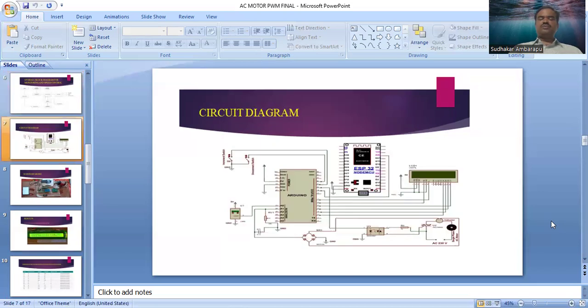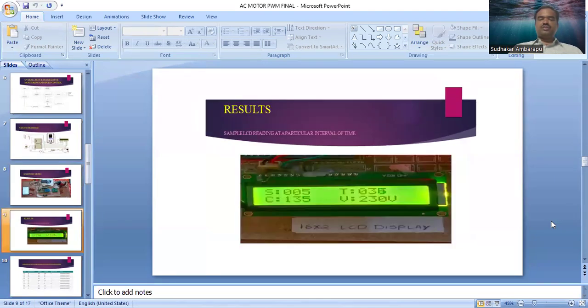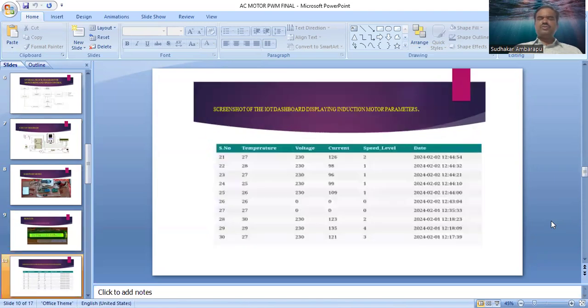So this is the circuit diagram of the monitoring system of a three-phase induction motor. This is the hardware model which we are connecting. We can observe an induction motor, the Arduino Uno board, and a mobile connected. So the status of the induction motor can be continuously monitored remotely by a mobile. This is the LCD display where the different parameters like temperature, voltage, current, and speed can be continuously monitored. These are the different readings which can be observed through a mobile: the temperature, voltage, current, and speed.